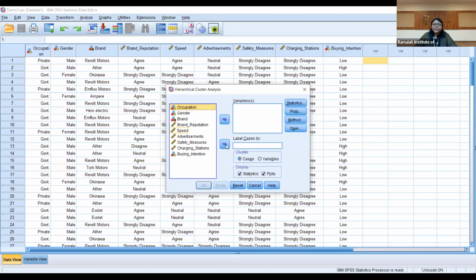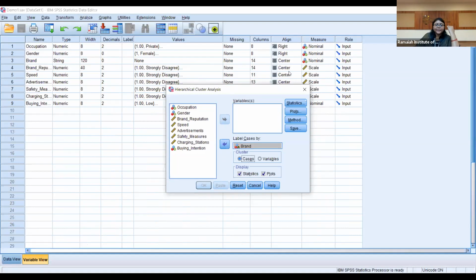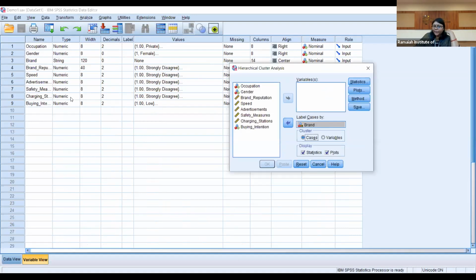now this label cases option will only take data which is in the format of, if you notice here, we have taken all the data which is in numeric format, excepting one, that is the brand. If you want to label the cases, then it should be done with a string type of variable. So that is how it will show me the data based on the brands. That means whatever brands I have considered, it will divide the group based on the brands, that who prefers which brand. Now in this variable, let me select all of this as my variables.